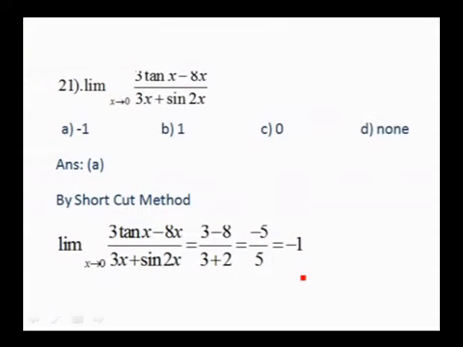This is just the shortcut method. 3 minus 8 over 3 plus 2. 3 minus 8 over 3 plus 2 is minus 5 by 5, which is equal to minus 1. So the value of this limit is minus 1. The option is A, minus 1.